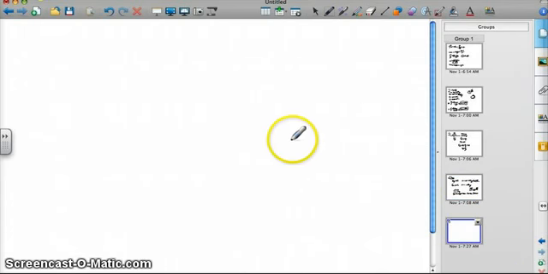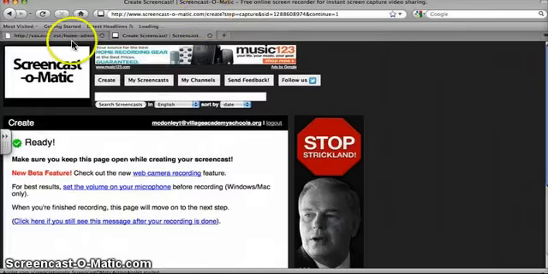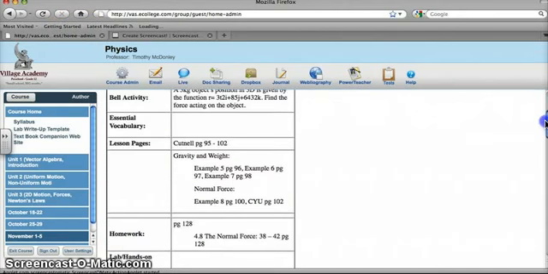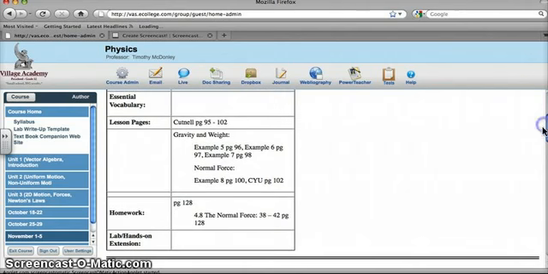Okay, so your guys' homework for today is on page 128. And let's see, where is it? Here's everything that we talked about today. Your homework's on page 128, and it's 38 through 42.